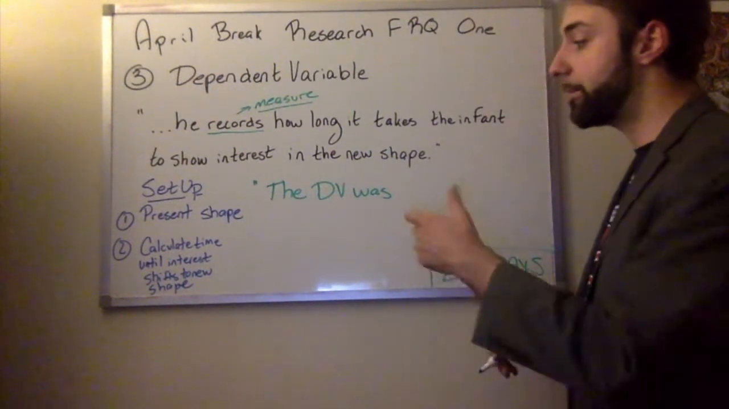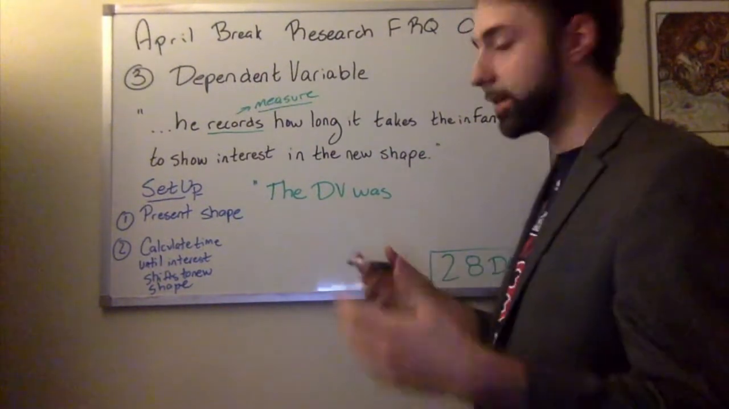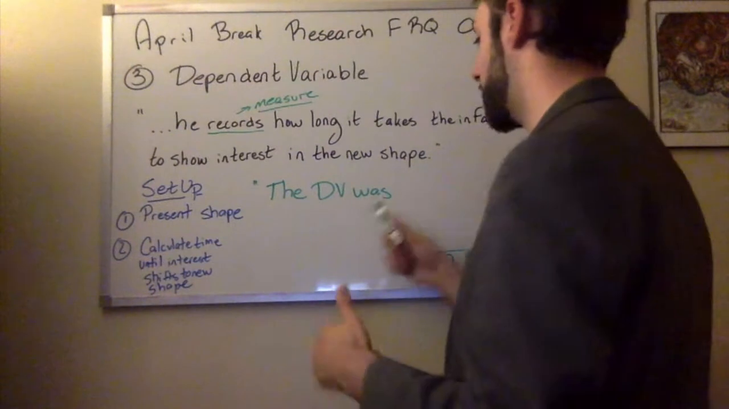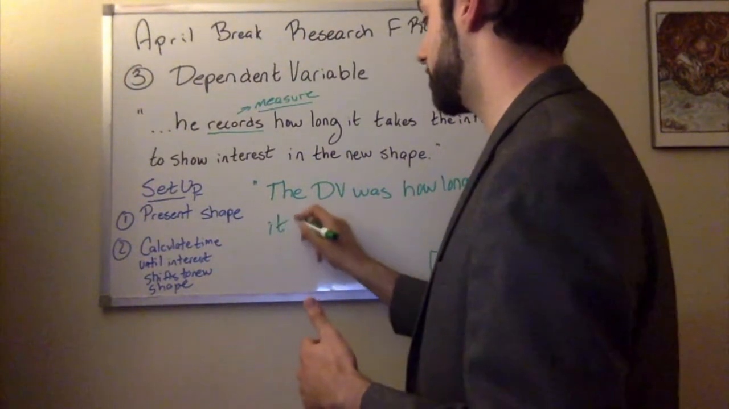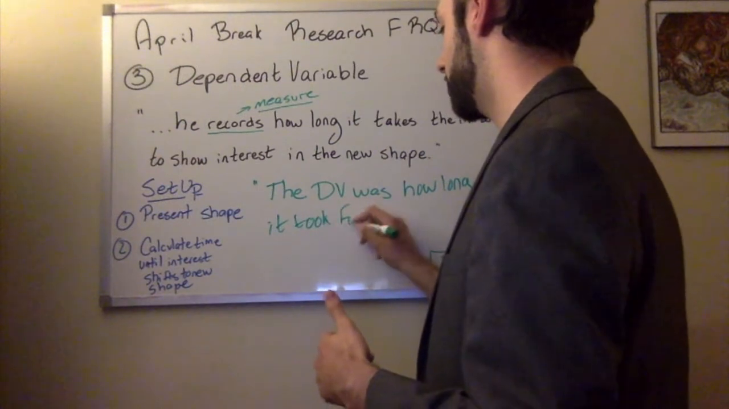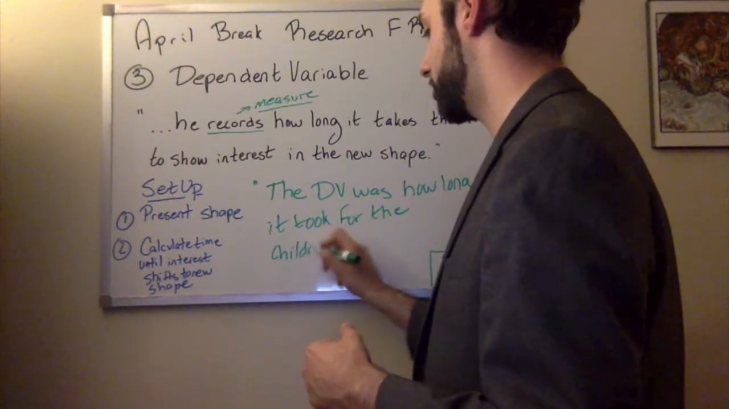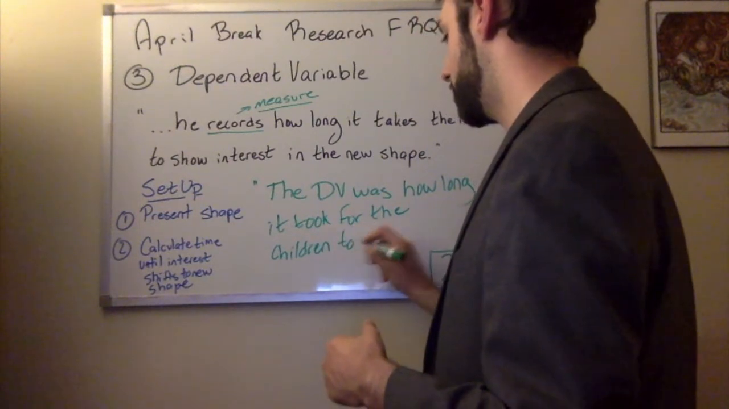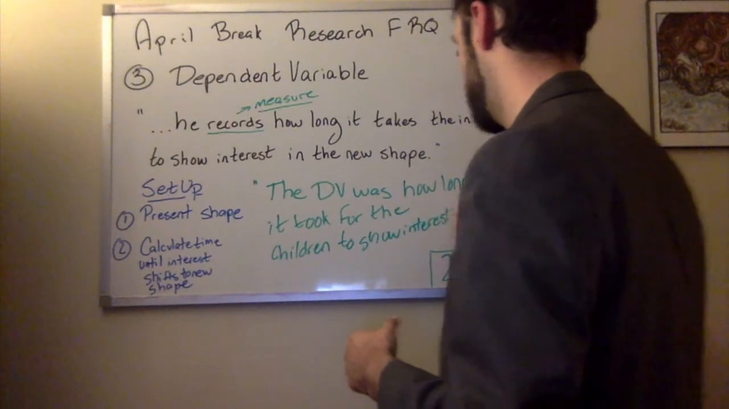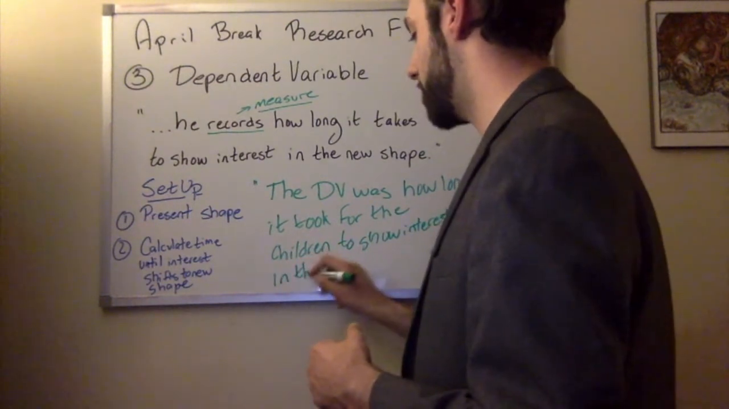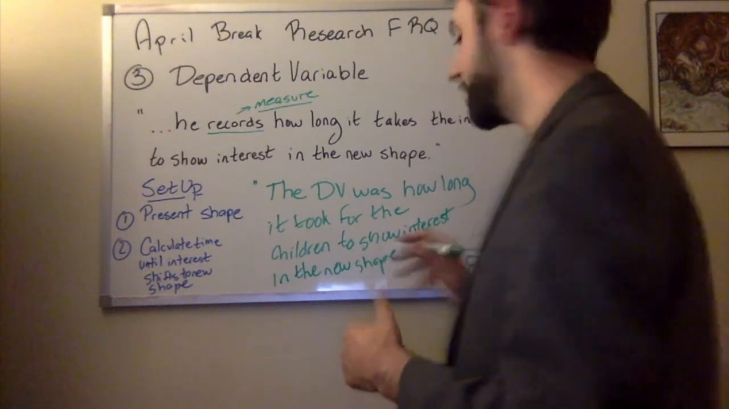So precisely, the dependent variable in this FRQ was, in a sentence that could work as a single sentence answer, how long it took for the children to show interest in the new shape. This is just one example.